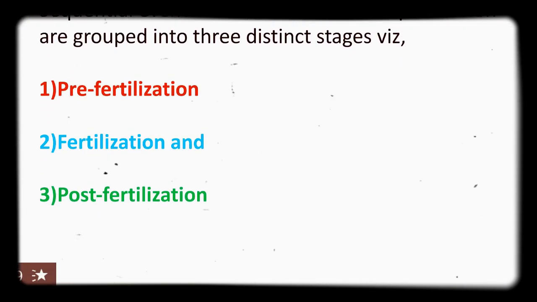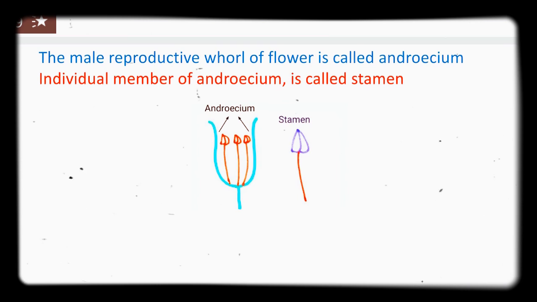Then the sequential events that occur in sexual reproduction are grouped into 3 distinct stages: pre-fertilization stage, fertilization stage and post-fertilization stage.